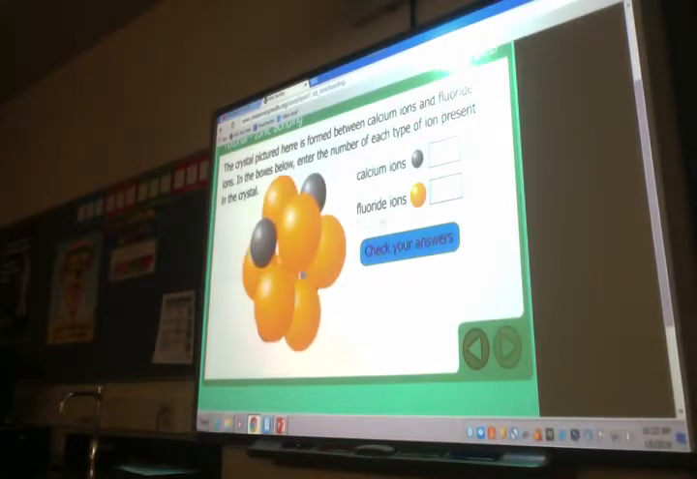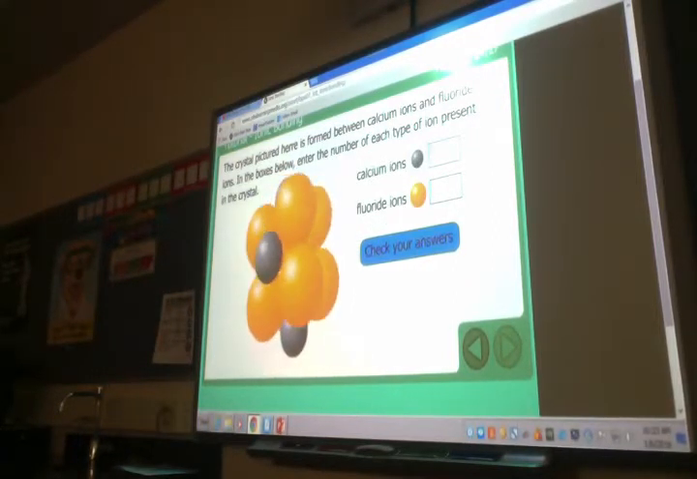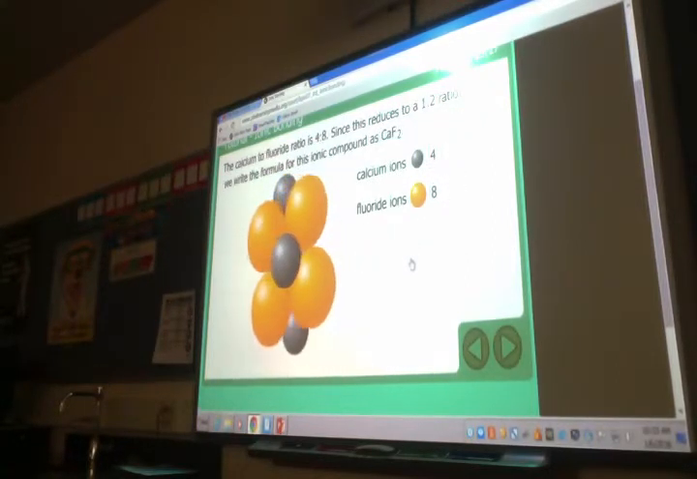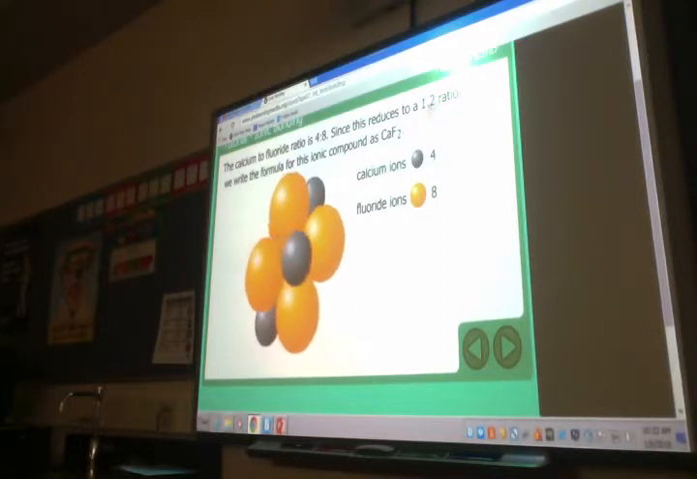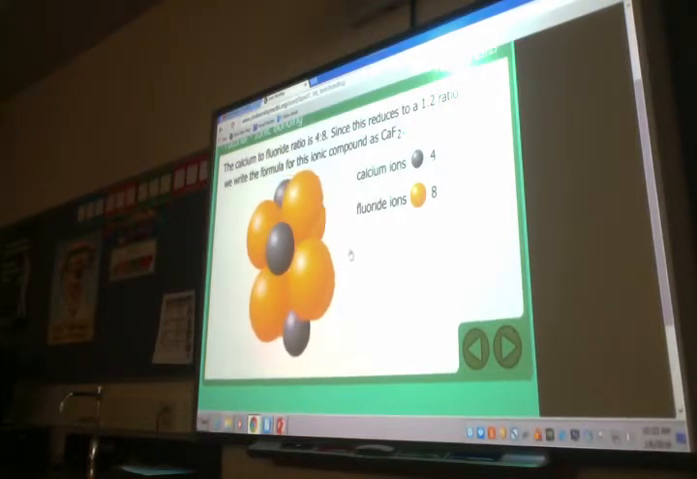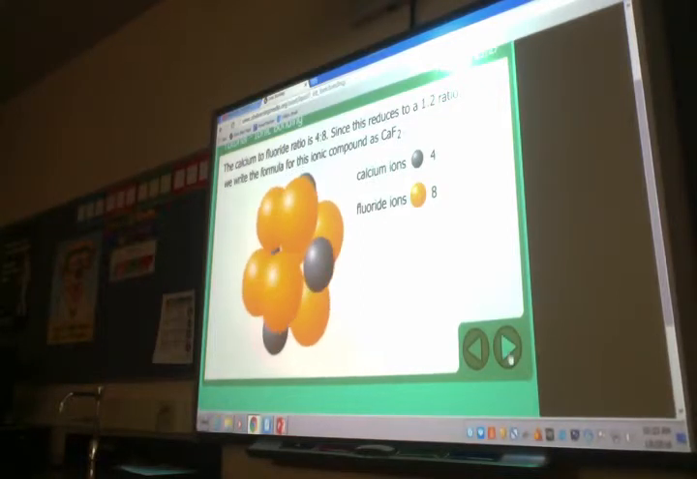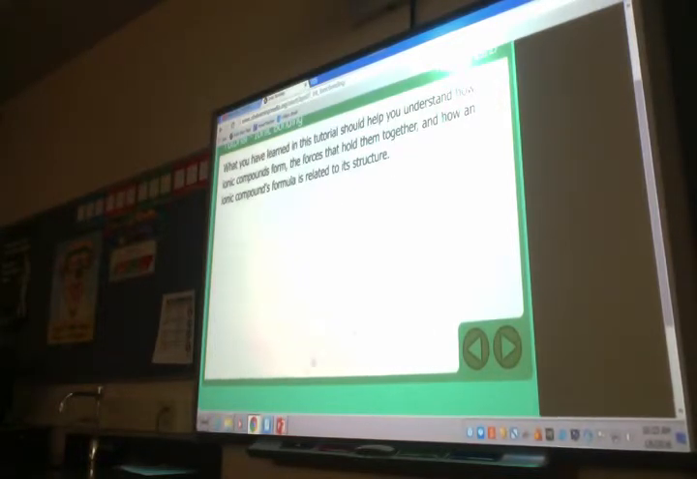4. And how many are the fluorides? How many oranges? 8, right. 4 and 8. That's correct. So it's a 1-to-2 ratio. So this is known as CaF2, because it's 1 calcium for every 2 fluorines. Okay. And that's the end of this tutorial.